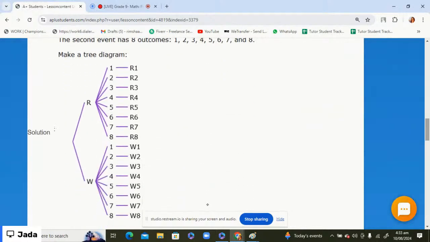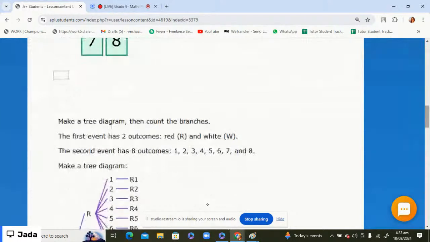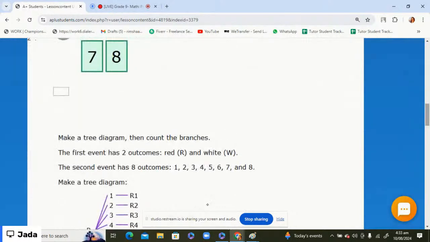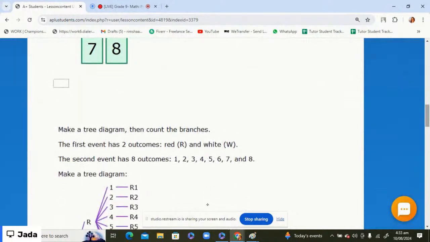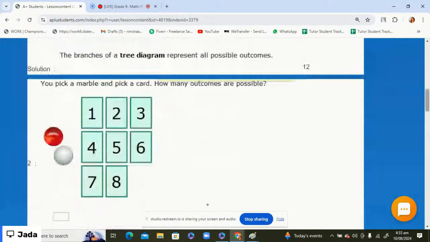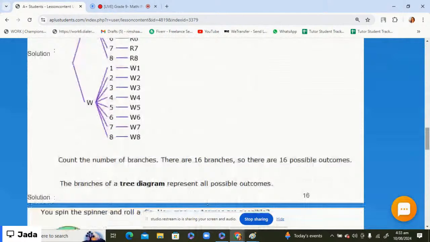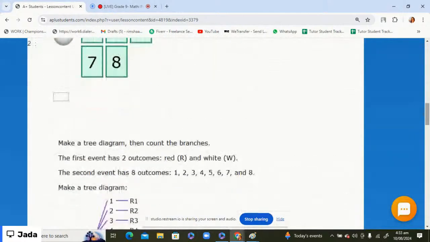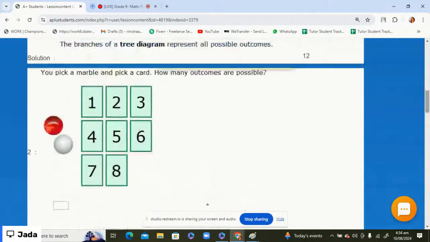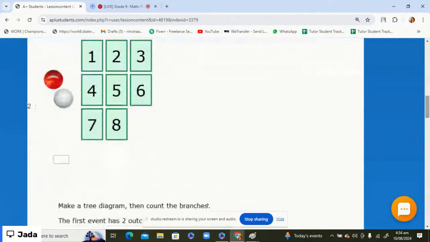They are saying that, for simplification, R represents red and W represents white. Look at here, how many balls? There are two balls, one is red and one is white.